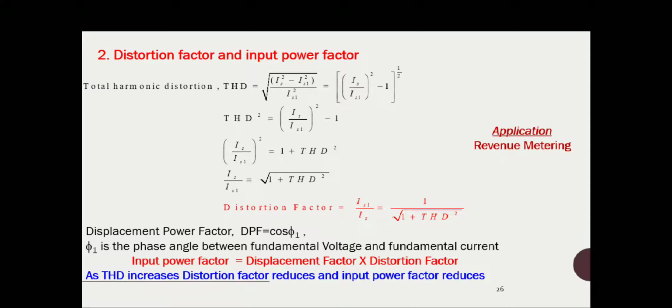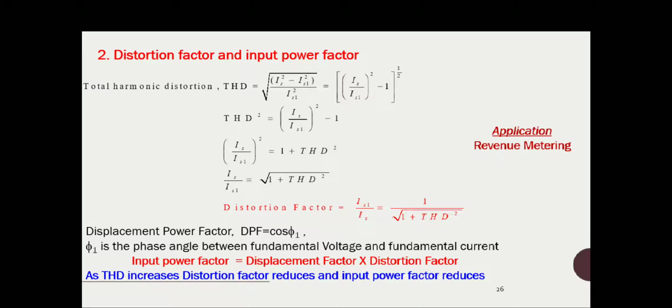So the total input power factor is given as displacement factor times distortion factor, where the displacement factor, we know, is cos phi. Distortion factor is introduced by harmonic components and harmonic distortion in your source current. So as the distortion factor is reducing, your input power factor is reducing.